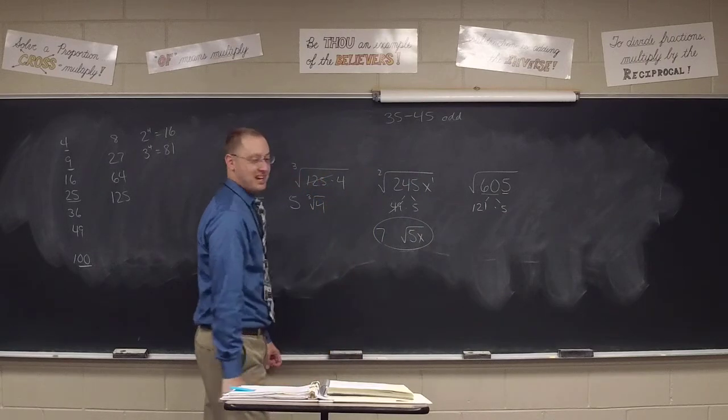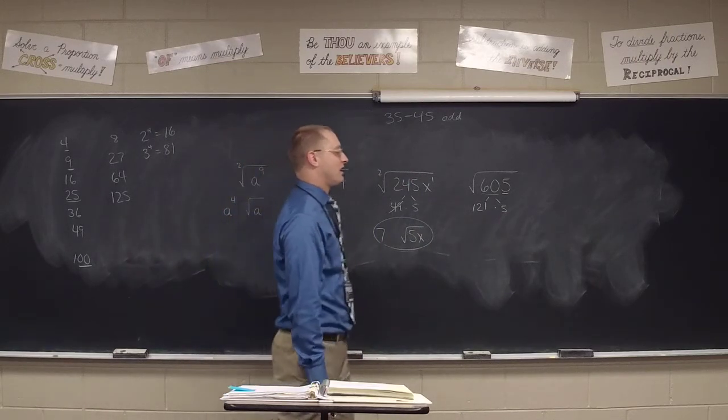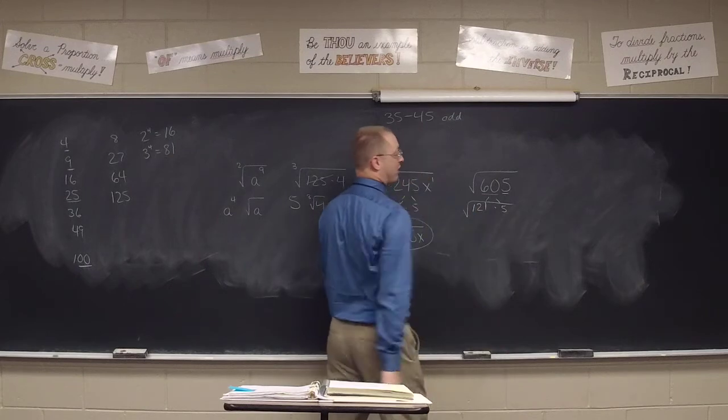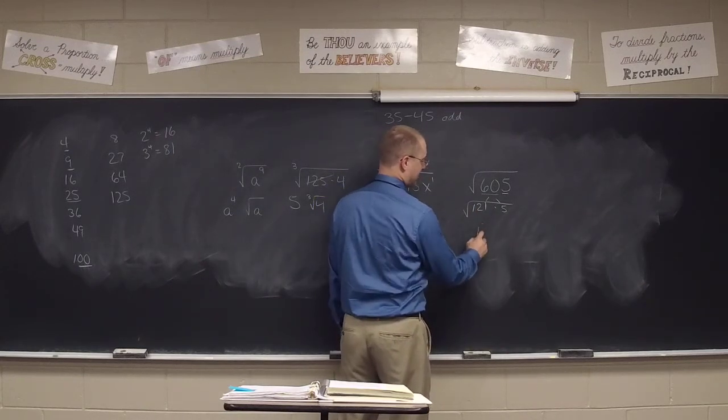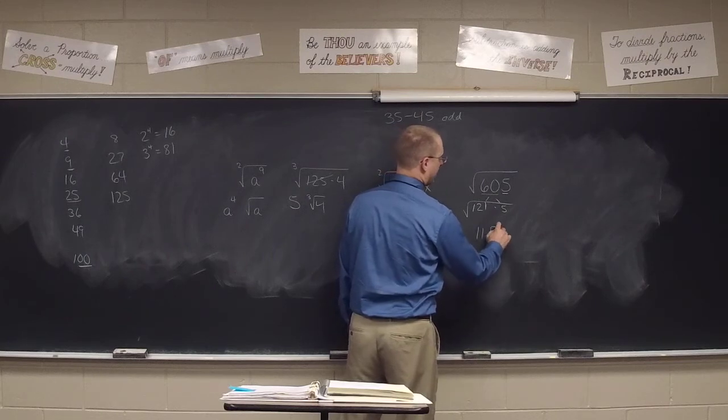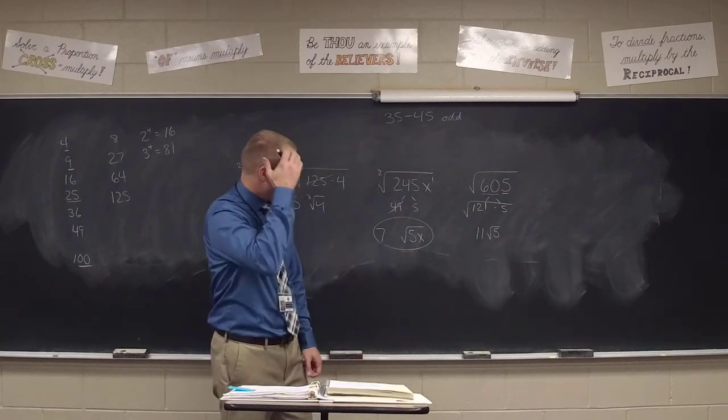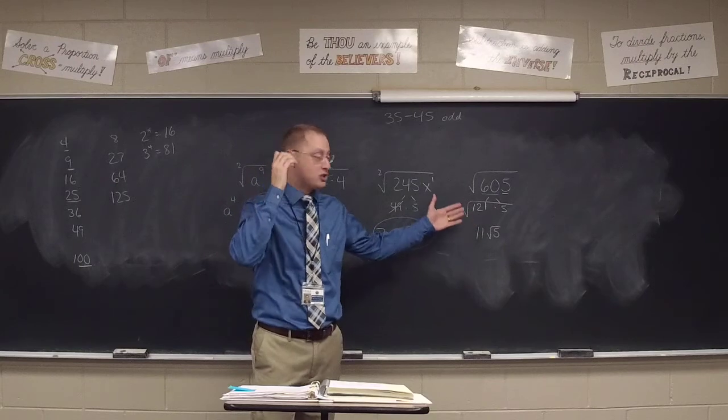So 121 times 5. I added the... Oh, one. Gotcha. Sorry. Okay, so it should have factored into the square root of 121 times 5. So it should have been 11 times the square root of 5. 11 times the square root of 5. And that's the only way you could factor it. There's not a smaller square.